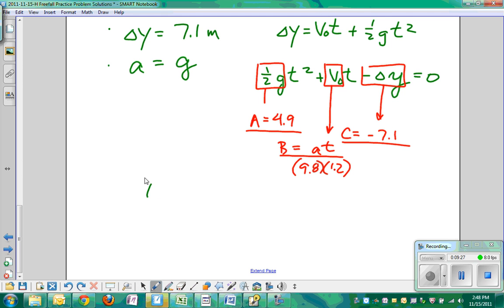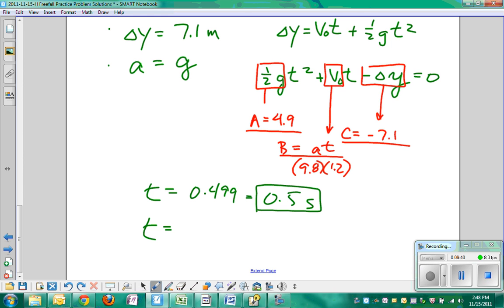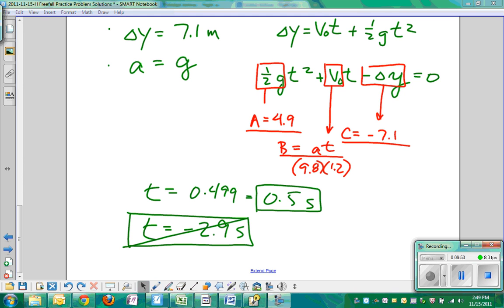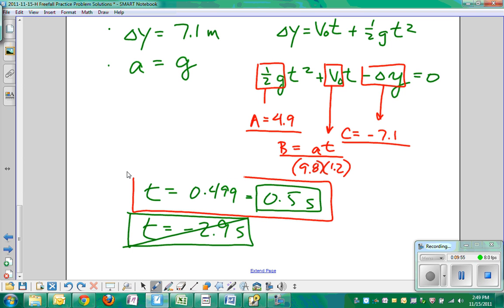Plugging all that in, we get t is equal to 0.499699. I guess we'll make that 0.5 seconds. And that's going to be the one we choose because the other root is equal to negative 2.9 seconds, and of course, we're not going backwards in time. So we'll take the one that is 0.5 seconds. All right, so I'm also going to solve this another way, but I'll just call that a supplemental version of this same problem.